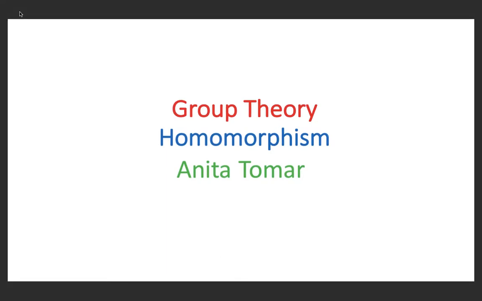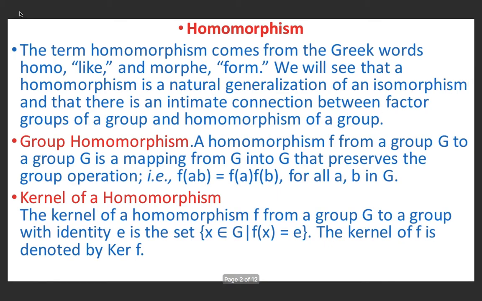Good morning. Today we will study homomorphism. Homomorphism comes from the Greek words homo and morphe. Homo means like and morphe means form. So we will see that a homomorphism is a natural generalization of an isomorphism, and there is an intimate connection between the factor group of a group and a homomorphism of a group. So first of all, group homomorphism.